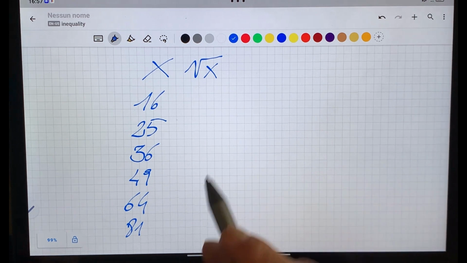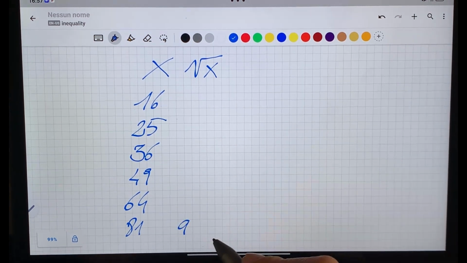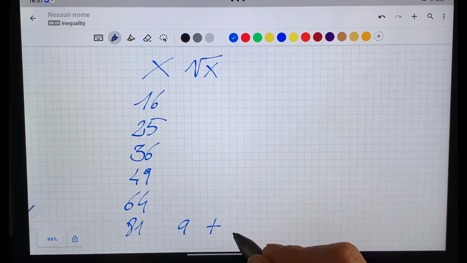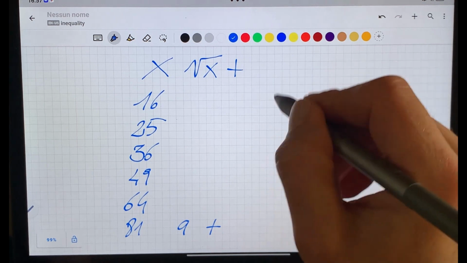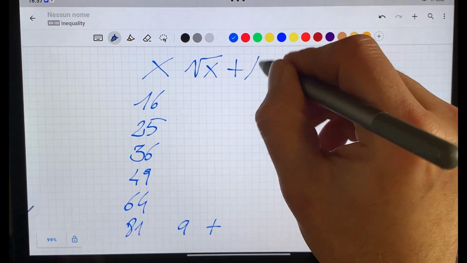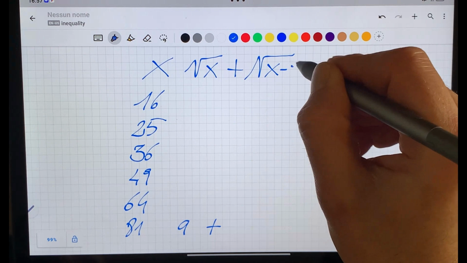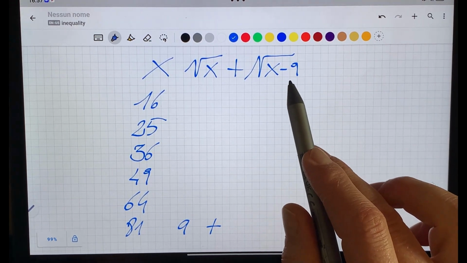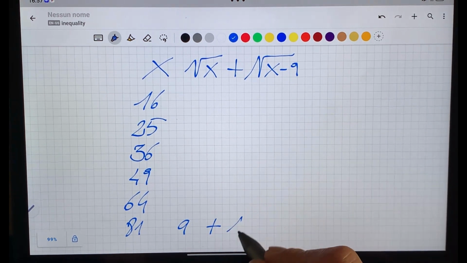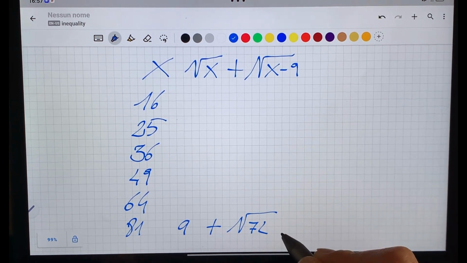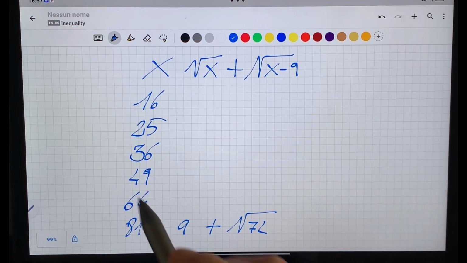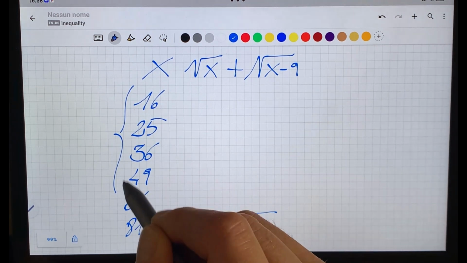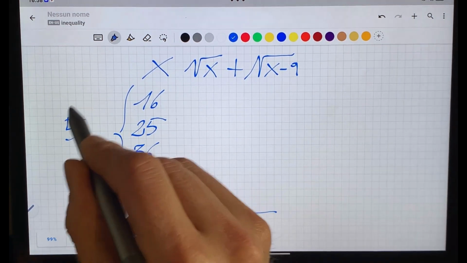the square root of x, in this case, is 9. 9 plus the second term must be 0 to be the correct answer. So right here, x minus 9: in our case, if x is 81, 81 minus 9 is 72, and the square root of 72 is not 0. So I will stop here. So I must check only those values: 1, 2, 3, 4, 5. We must check only 5 values.